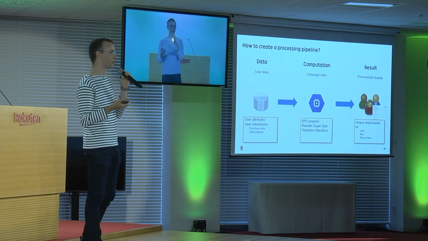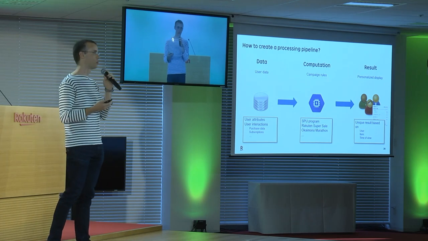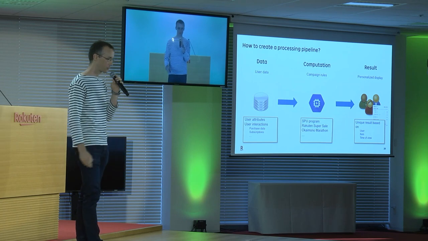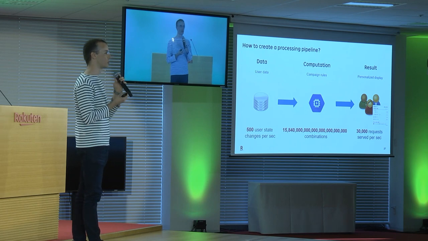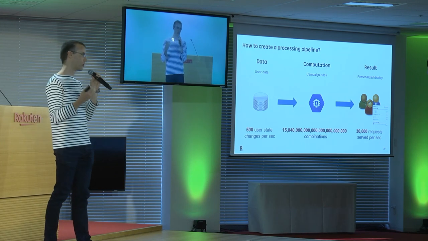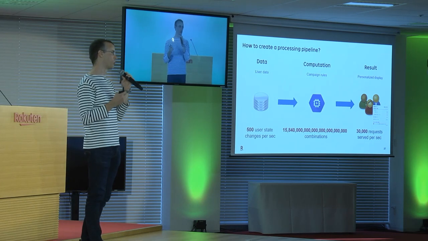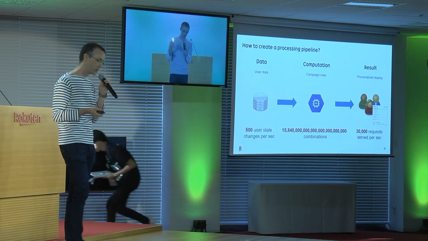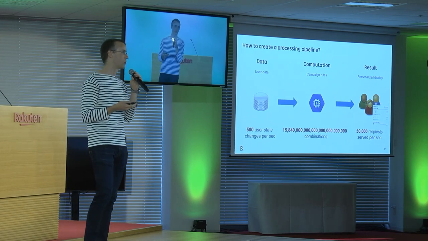And every time it's different, because the item would be different, the user would have different attributes, and depending on the time, different campaigns will be running. To get a sense of the complexity of the engineering problem we had to solve, on the data side, we were looking at 500 user state changes per second. So in our case, the data size is not really the problem. The challenge is how dynamic the data is, because every time a user state changes, we need to recalculate everything we know about that user.